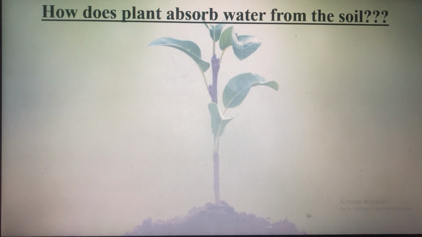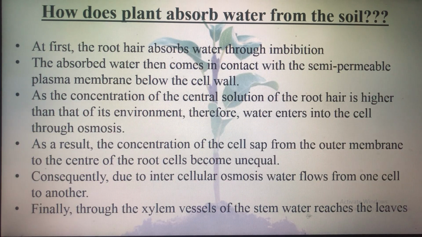Next, we're going to discuss the process by which a plant absorbs water from the soil. First of all, the root hair absorbs water through imbibition. Imbibition is the process by which colloidal substances such as cellulose, starch, etc., absorb water. Cellulose is the primary material for the cell wall, so the cell wall of the root hair absorbs water through imbibition.